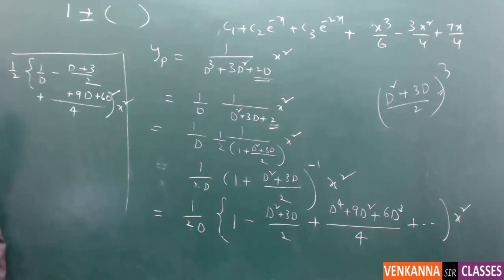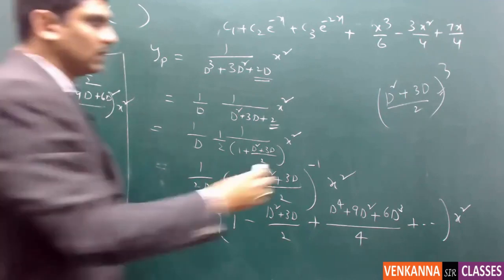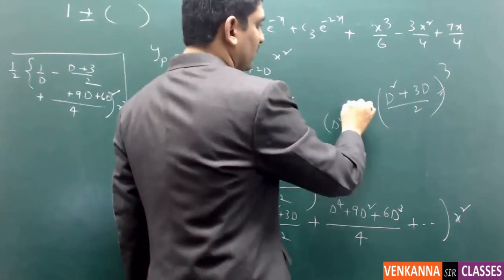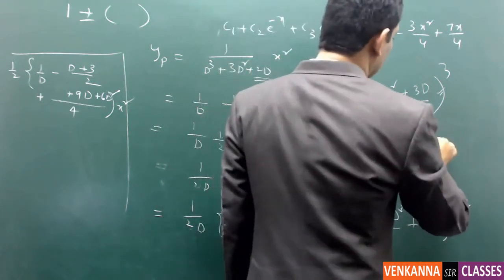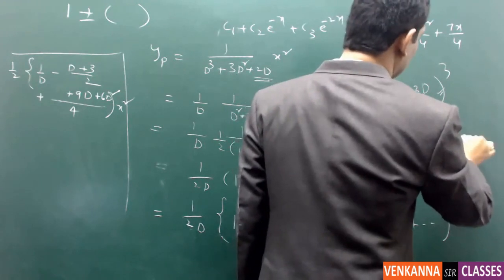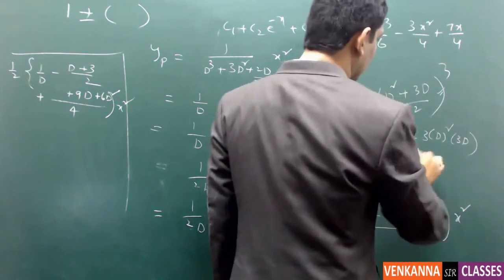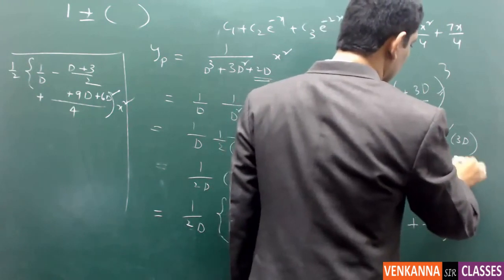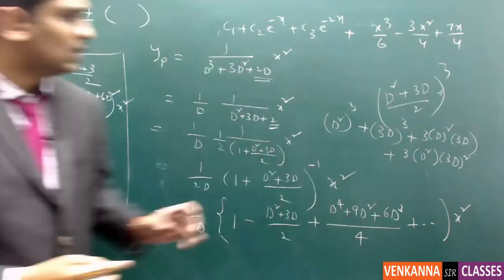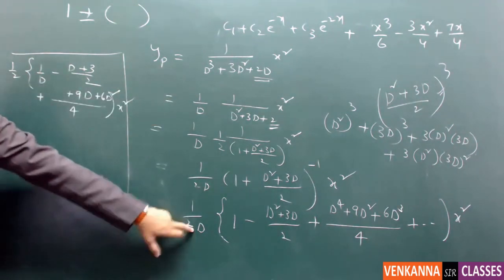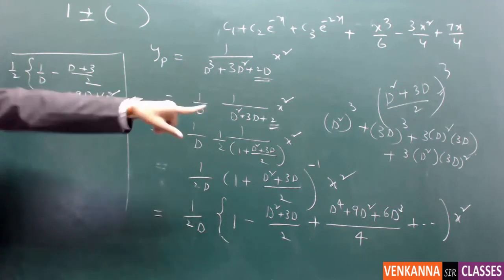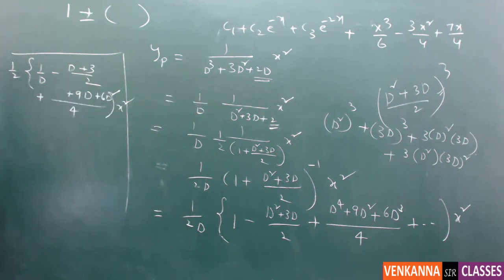You apply a plus b whole cube, right? Let me say D square whole cube plus 3D whole cube plus 3 into D square whole square into 3D plus 3 into D square into 3D whole square. So are you going to get any other term after dividing with D square or something in that expansion? Is it possible there or not? Yes or no?